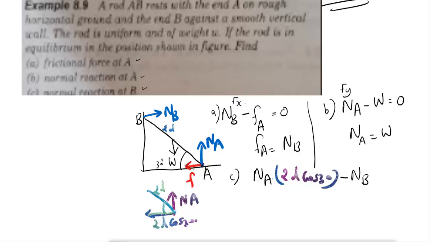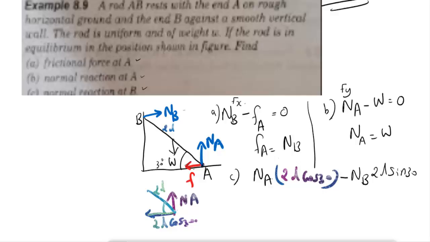And what is the perpendicular distance? The whole thing is 2L, and for the perpendicular distance for NB, perpendicular means we need to consider the vertical height. What is that? 2L sine 30. So we have Na 2L cos 30 minus NB 2L sine 30.